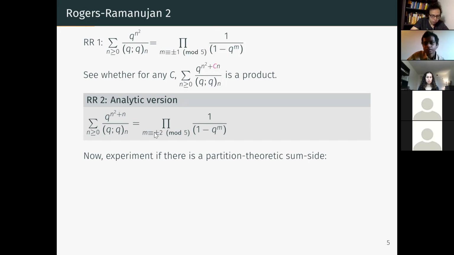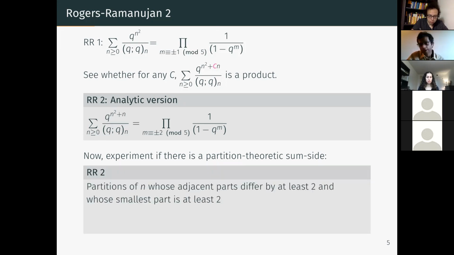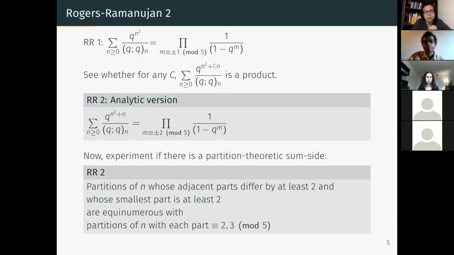Now you can reverse engineer the process, and you can attach the partition theoretic description to the left-hand side. It's very similar. Adjacent parts differ by at least 2, and the smallest part now ends up being at least 2, so you disallow 1 to be a part. And the right-hand side is easy to figure out: it's partitions into parts 2 or 3 mod 5. So this is a pair. This is another feature of such identities: they occur in sets.